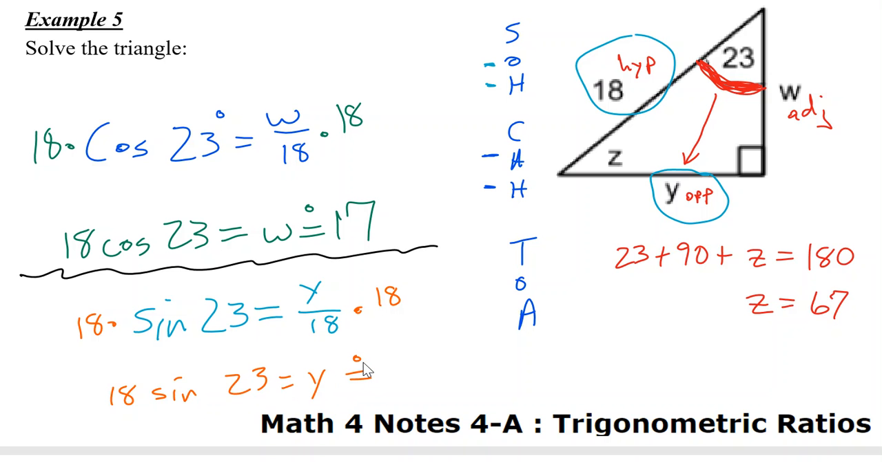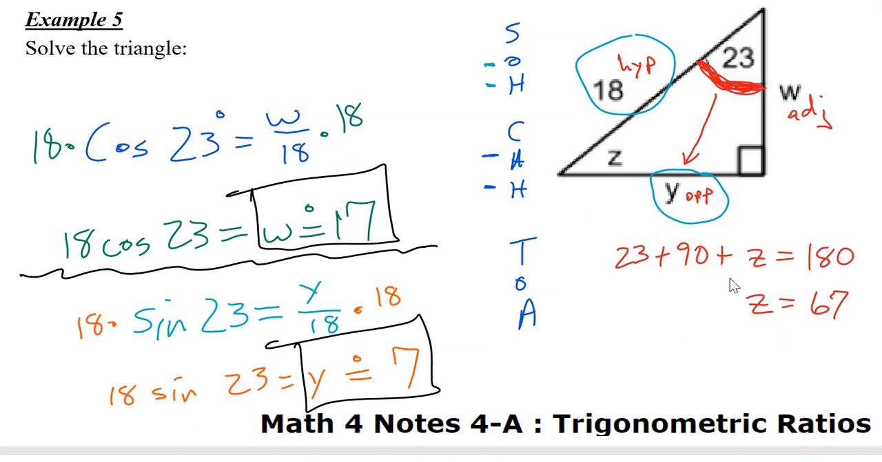And I get 18 sine 23 equals y. And that is going to be about 7.033 and some change. But that gives us w, that gives us y, and that gives us z over here. I guess I need to circle my answers. W, y, z. And that should bring us to the end of the notes for 4A.